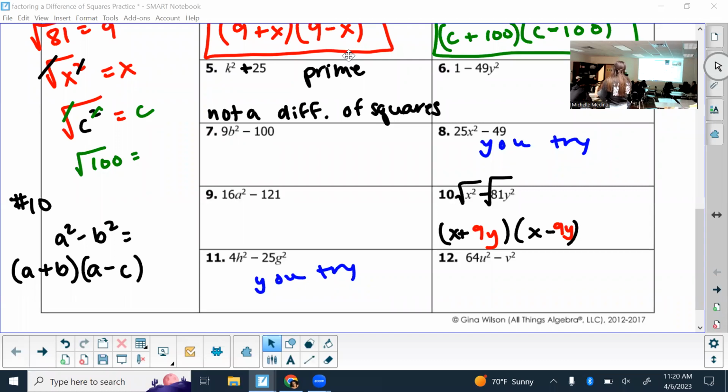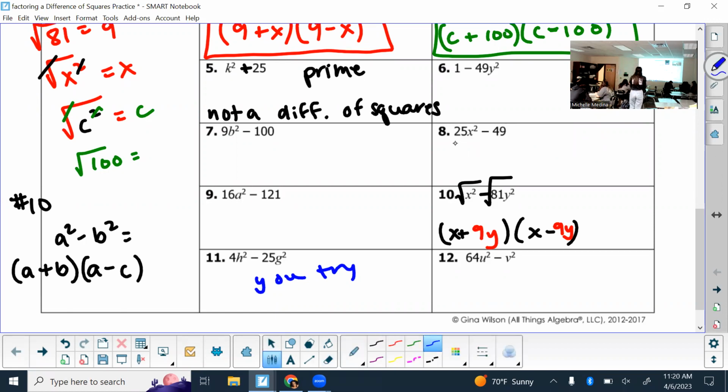Okay. Tiara, what'd you get for number 8? Okay, so does that mean you think it's prime? Do you think it's not a difference of squares? Okay, so let's see. Again, you guys always say that, but I don't know if you truly needed help or if you just didn't have it. Because you would have asked me prior to us going over it, if you really needed help.